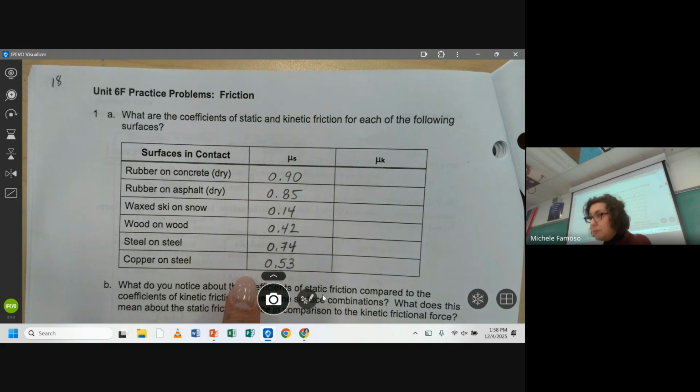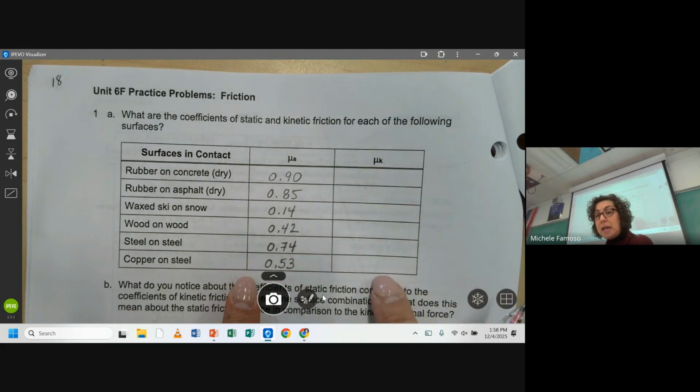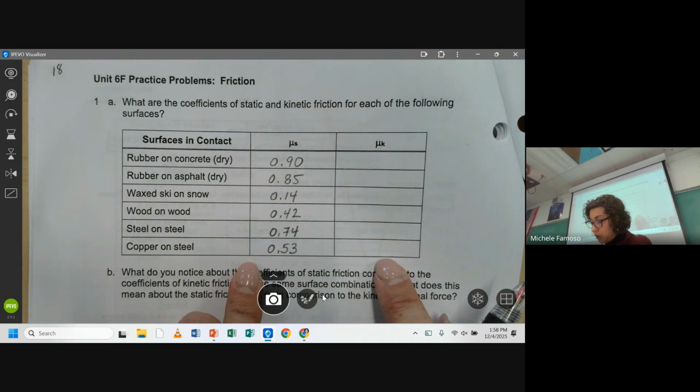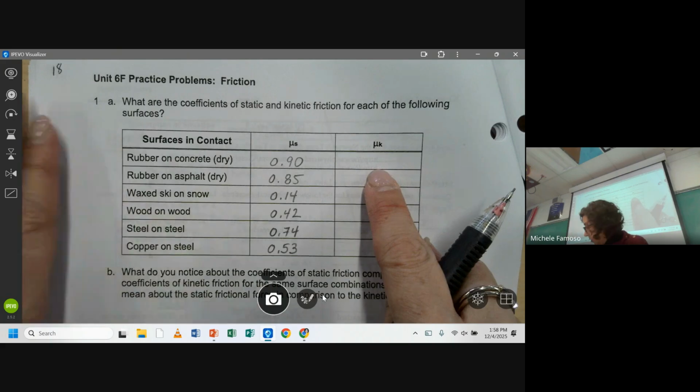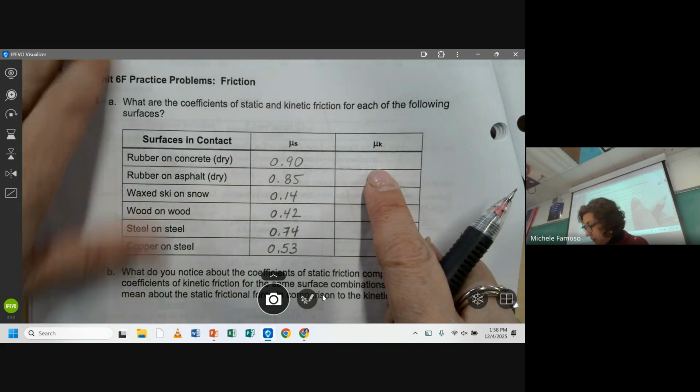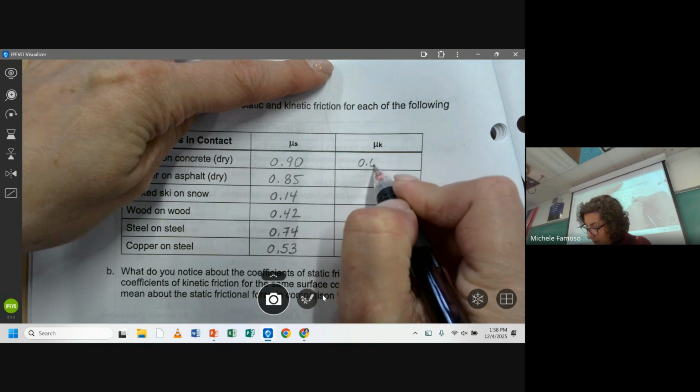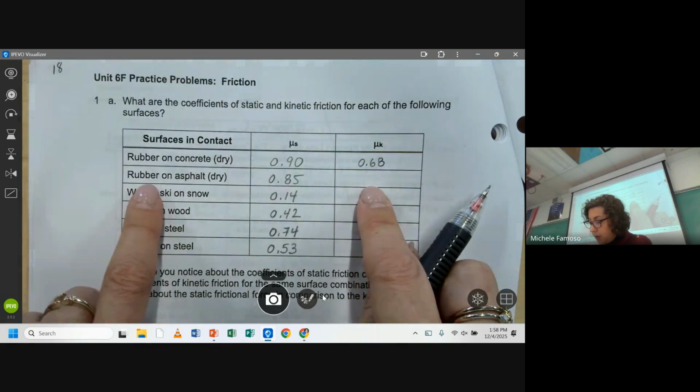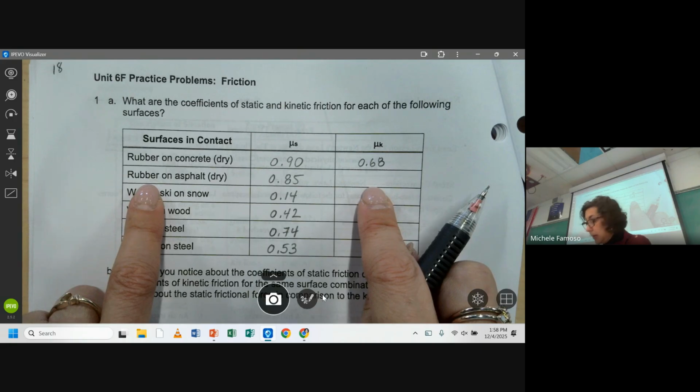Good. All right, now let's do the kinetic coefficients of friction. Eileen, how about rubber on dry concrete? Good. How about rubber on dry asphalt?